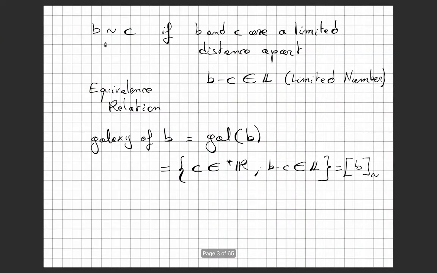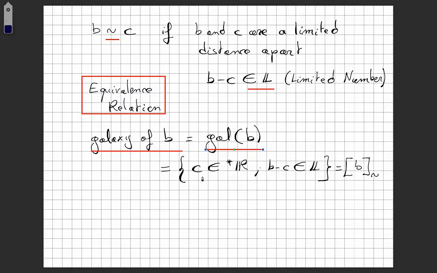For the galaxy, we define a different equivalence relation. The notation here is the following. So we say B is equivalent to C if B and C are a limited distance apart, so that B minus C is a limited number. And we write the galaxy of B just like that, and it is the set of all hyperreal numbers which are a limited distance apart from B. This is indeed the equivalence class of B under this new equivalence relation.